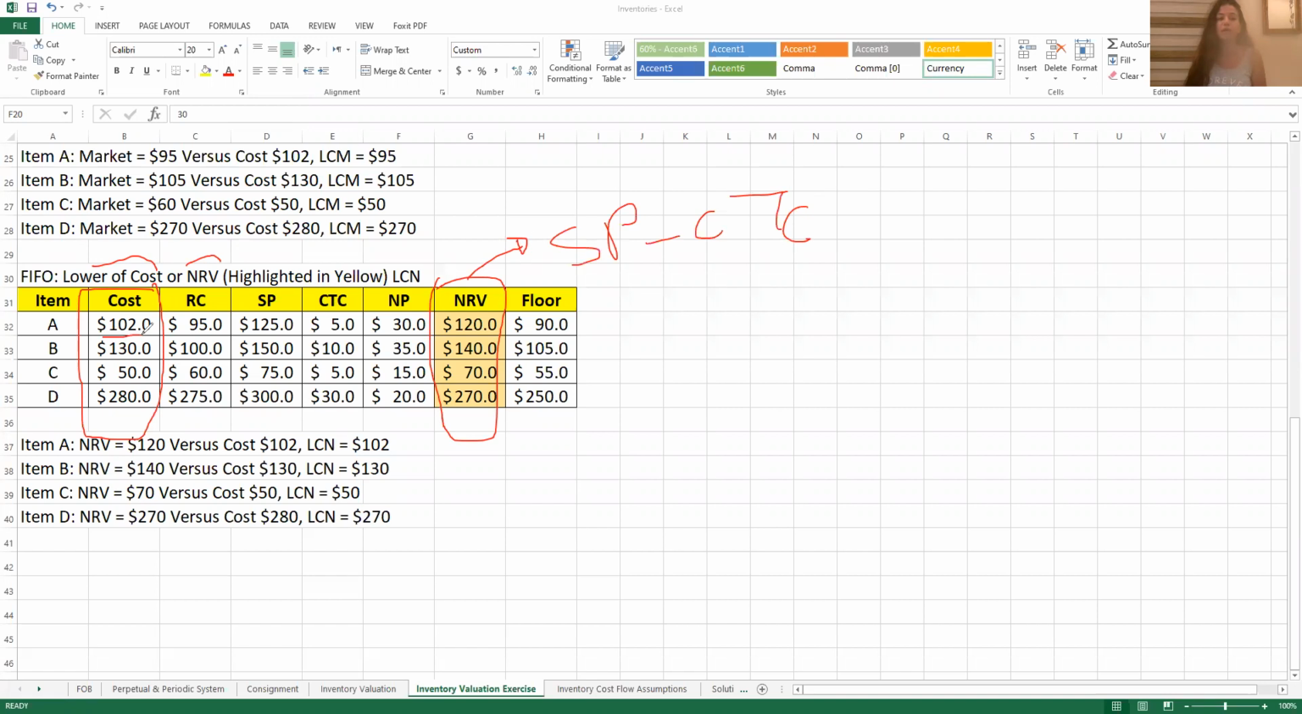So you compare, for example, 102 with 120. What's the lowest? That's 102. So item A is 102. 130 versus 140. 130 is less than 140. So 130 is the inventory valuation of item B.